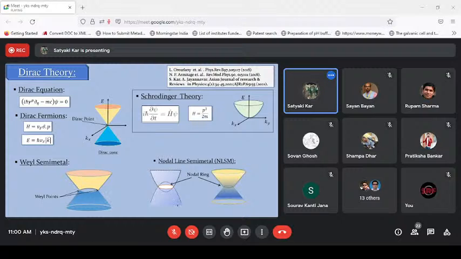And the system of interest in our case is the nodal line semimetal. There this linear crossing occurs, but not at discrete points, but along a closed line or loop in the Brillouin zone like that. These are called the nodal loop or nodal ring.